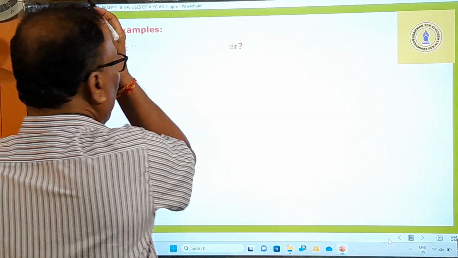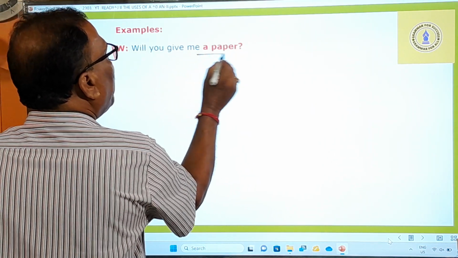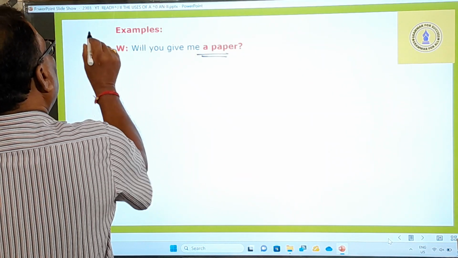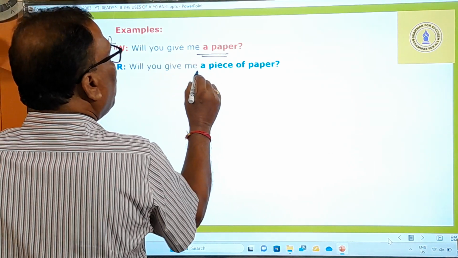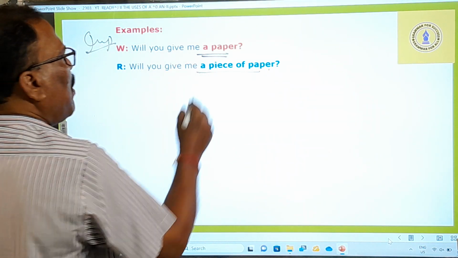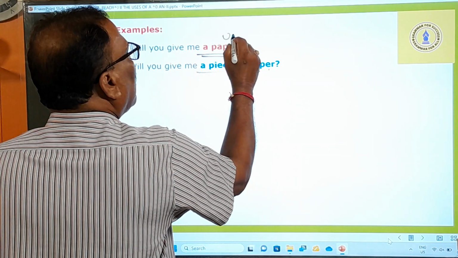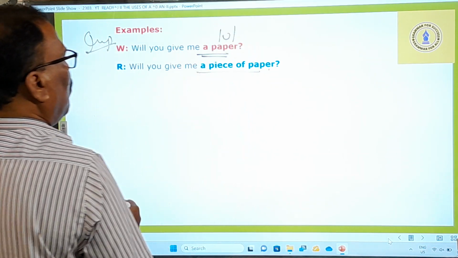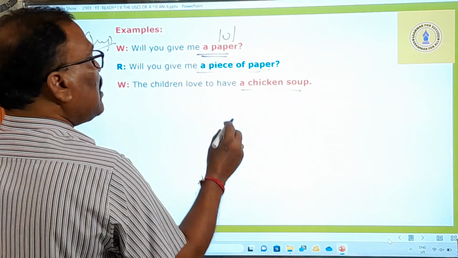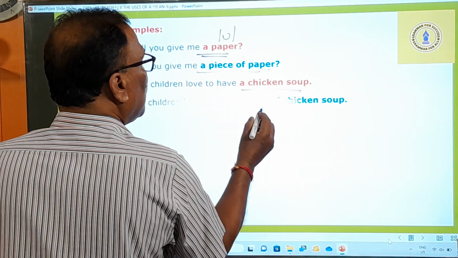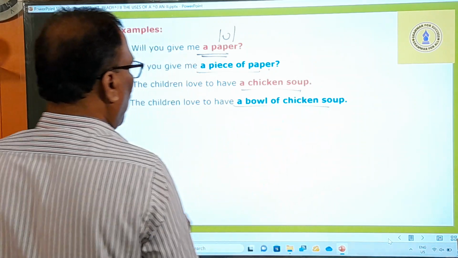Here I am giving you some examples. Wrong: Will you give me a paper? In the examination, it will be given. That's why it is very, very important. Can you say this? Will you give me a piece of paper? You have to say that. Paper is an uncountable noun. Then: the children love to have a chicken soup. A chicken soup, you should not say. Yes, chicken soup. A bowl of chicken soup, you have to say.